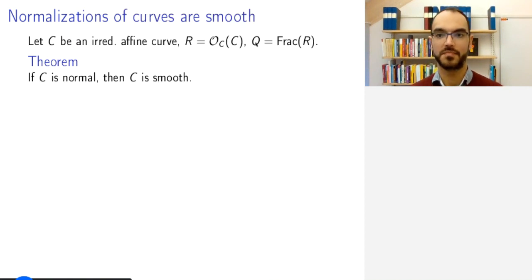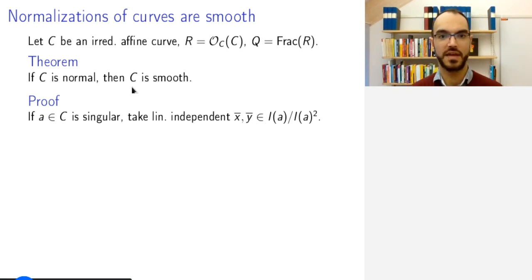Perhaps more importantly, the main theorem we'll prove is that normal curves are smooth. So then the normalization of a curve, being normal, will be smooth. This applies only to curves. And so what we'll do is we will start as usual with affine curves. So we take C, an irreducible affine curve, call its coordinate ring R and its fraction field Q. The way we'll prove this will also give us a construction of the normalization.